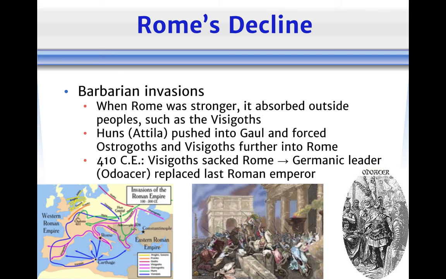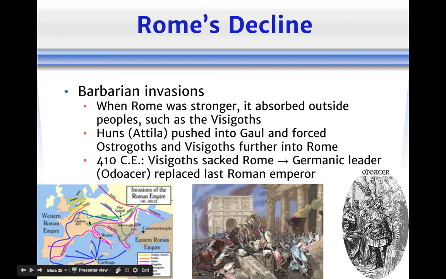Arguably, the group that had the most influence over the decline of Rome were the Huns. They were from the east, and they were led by Attila the Hun. You probably heard of him, right? So we see these green lines represent the invasions of the Roman Empire by the Huns. And so the Huns actually did not target Rome proper. Many of them ended up going into Gaul.